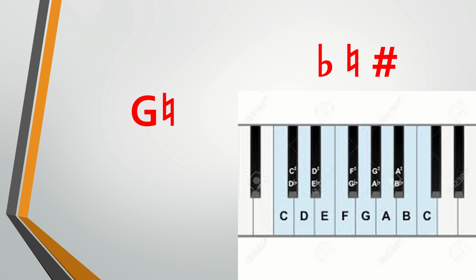If we take a G natural, the white G key, and raise it by 1/2 step, it becomes a G sharp. If we make this G sharp natural, it returns to its G natural white key state. If we then lower this G natural by 1/2 step, it becomes a G flat. A natural note is always a white key.